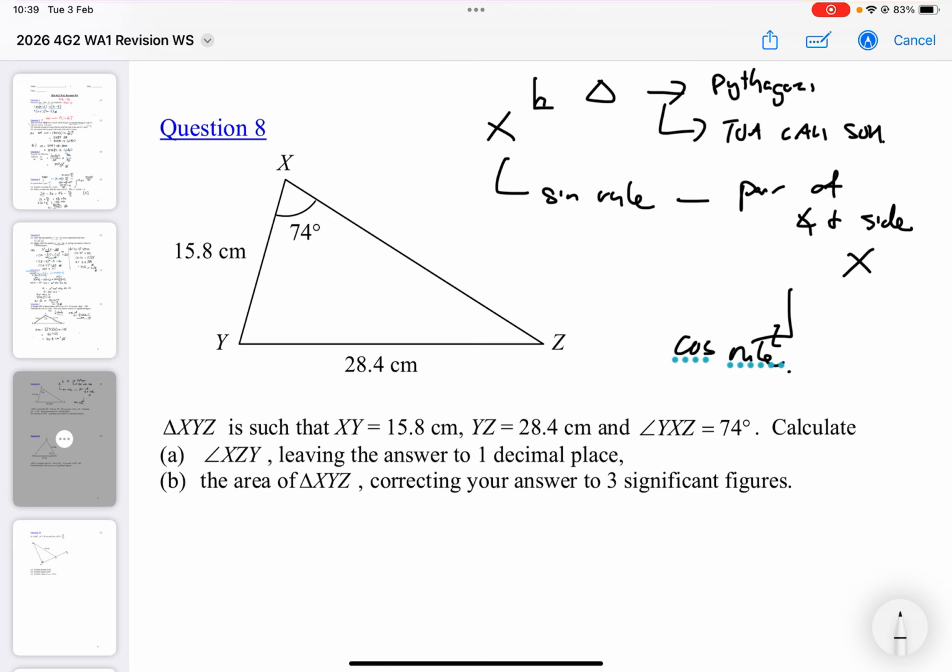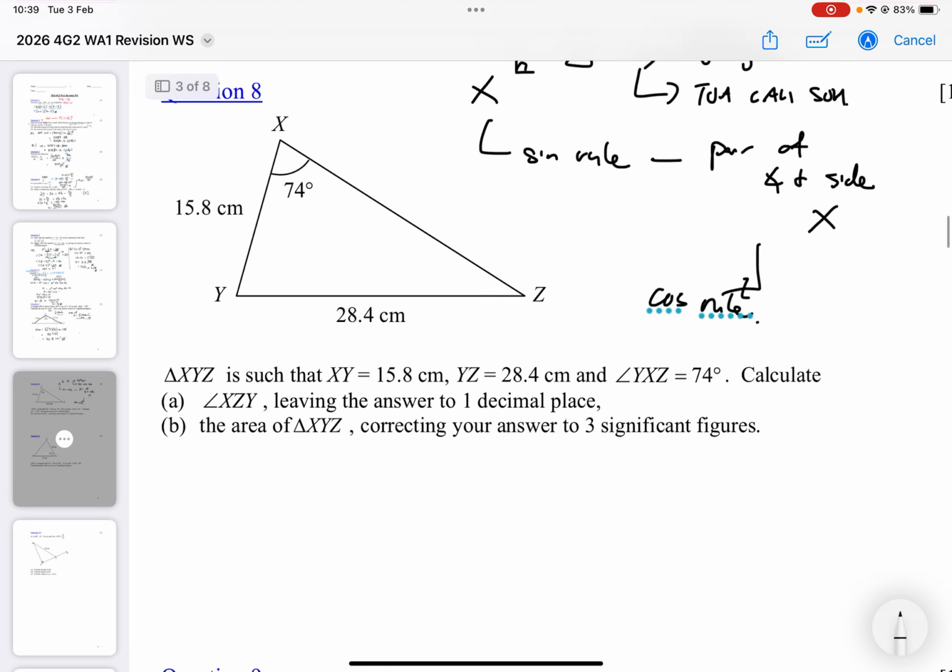So for question 8, we are solving for angles and sides. X, Y, Z, all this information is given. Calculate XZY. I want this angle. In this triangle, I don't have a right angle, so I must be thinking, can I use sine rule or not? Is there a known pair of side and angle? I see 74 degrees, which is just opposite this 28.4. So I have a known pair that will give me the sine rule ratio already. I can use sine rule.